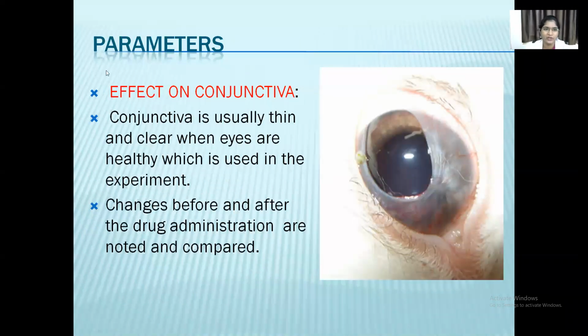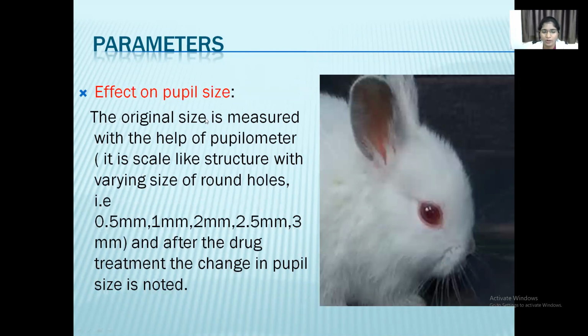First, we have to select a healthy rabbit. The effect on conjunctiva is the basic parameter. When we select a healthy rabbit, we have to check the conjunctiva also, whether the eyes are clear and healthy. The conjunctiva is usually thin and clear when eyes are healthy, which is used in the experiment. Changes before and after drug administration are noted and compared between the test eye and control eye.